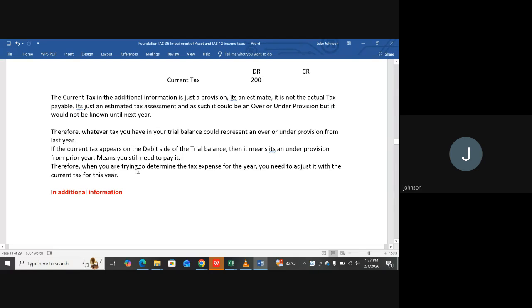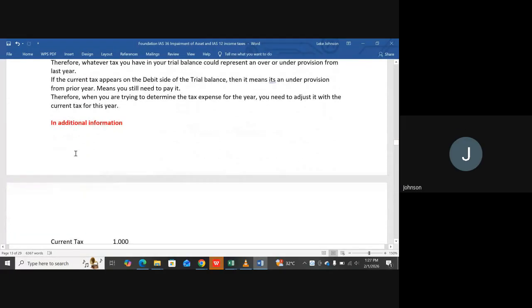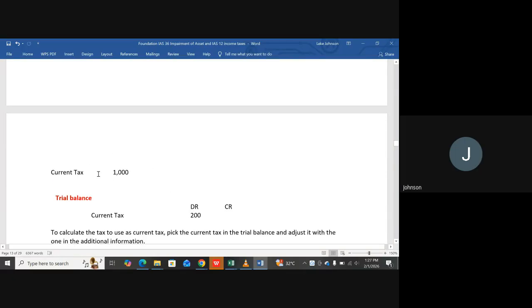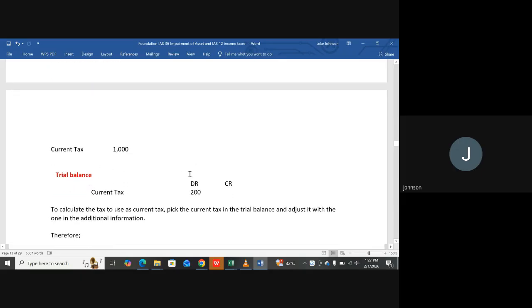Therefore, when you are trying to determine the tax expense for the year, you need to adjust it with the current tax for this year. In additional information, we have this information. Current tax is 1,000. So this is the trial balance. The trial balance is showing, so we have our current tax to be what? 1,000, okay, in additional information. Then the trial balance that they gave us, we now see that our current tax is showing that from last year, we have an asset, which means it is an under provision for last year. We still need to pay it.